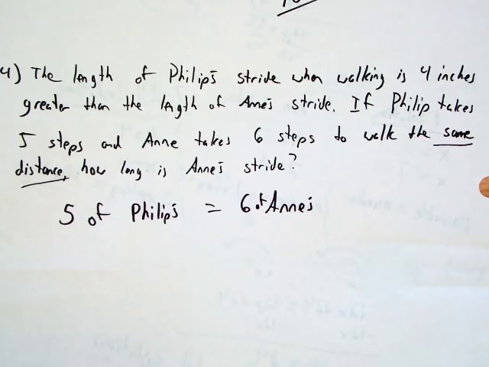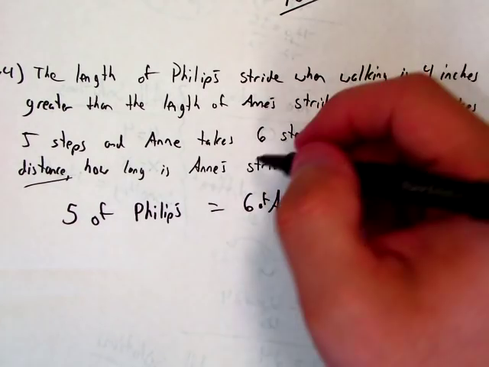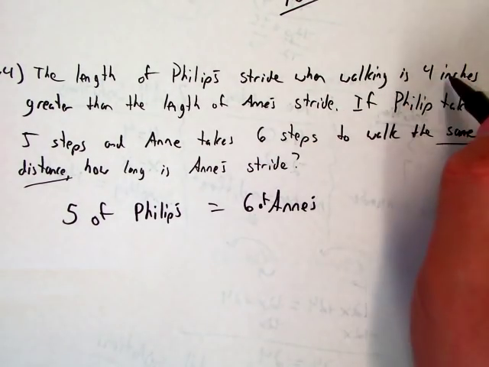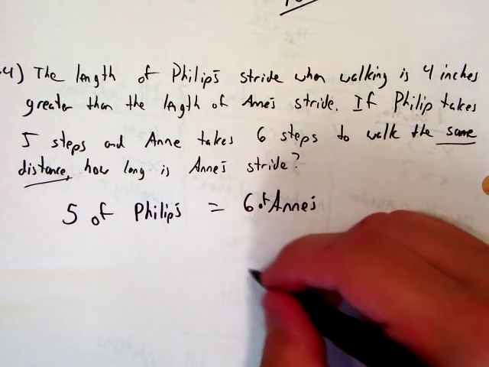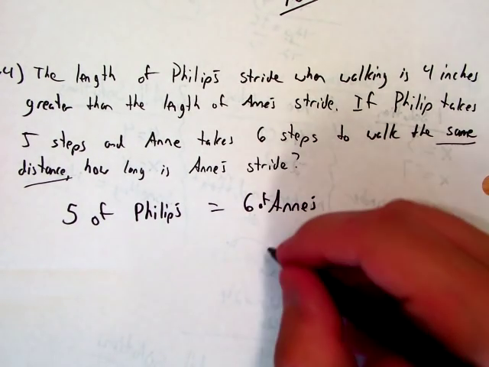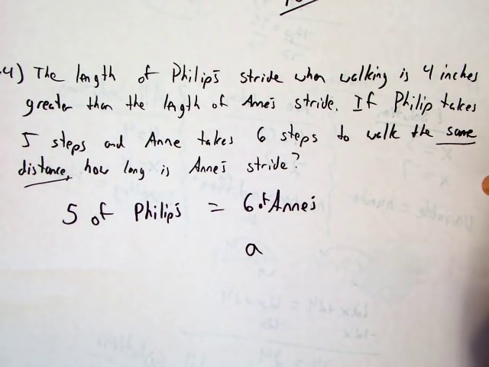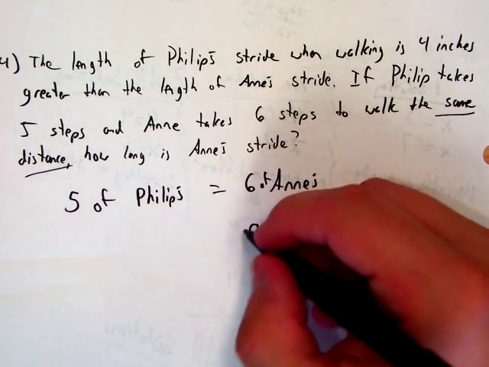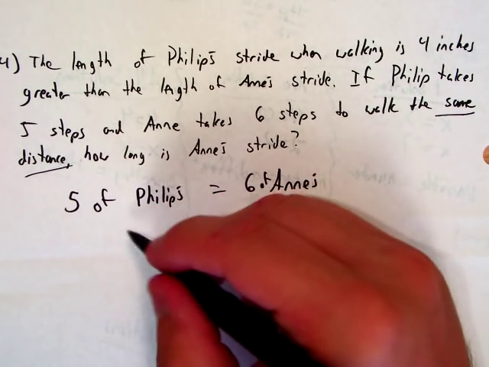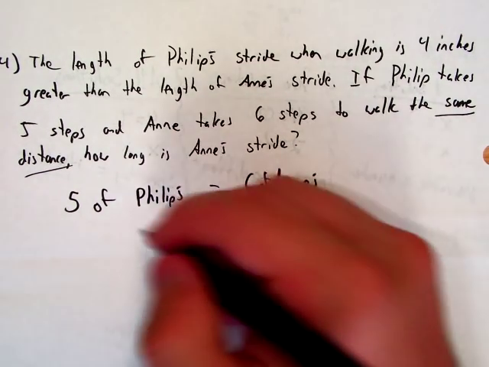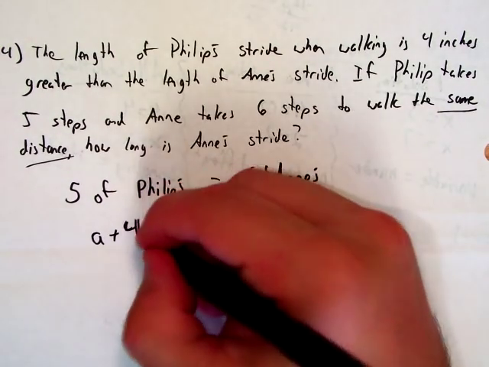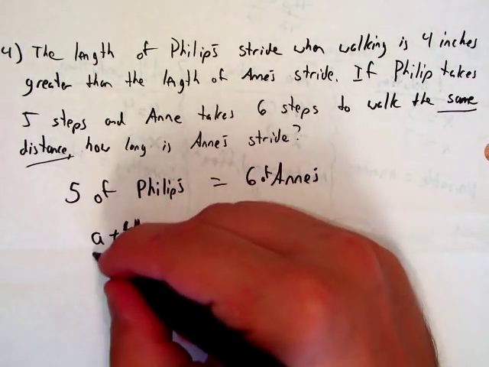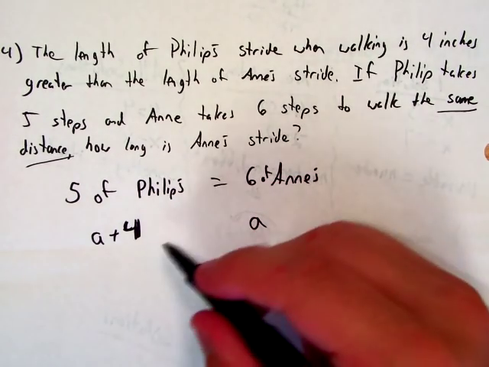So let's start figuring out how long each person's stride is. So Philip's stride, it says when walking is 4 inches greater than Anne's. So I'm going to be comparing it off of Anne's stride. So I'm going to put A. So over here, Philip's, it says it's 4 inches greater than Anne's. So I'm going to say A plus 4. This is how long each person's stride is.